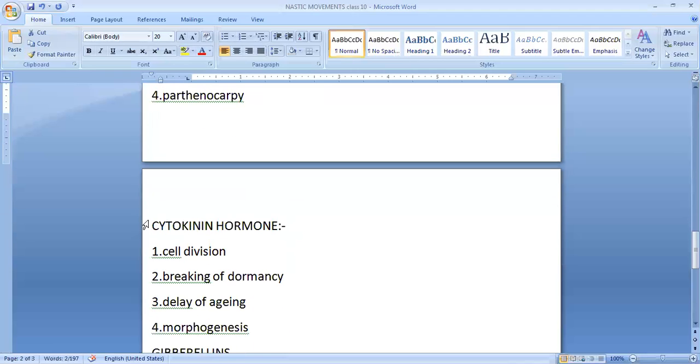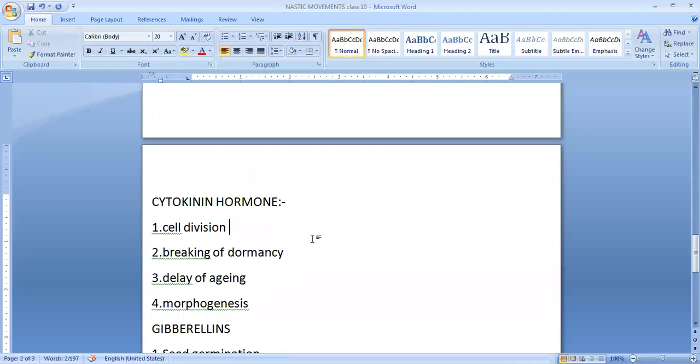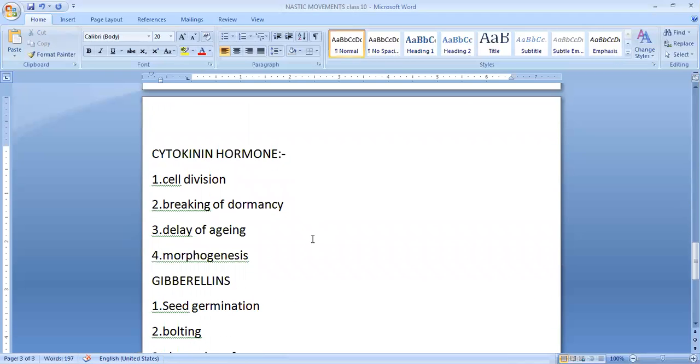The next hormone that we have to study is cytokinin. Let us see what is the function of cytokinin. Cytokinin is also one of the important hormones usually asked in the question paper. Its functions are cell division, breaking of seed dormancy, delaying of ageing, and morphogenesis. So these are important functions of cytokinin.